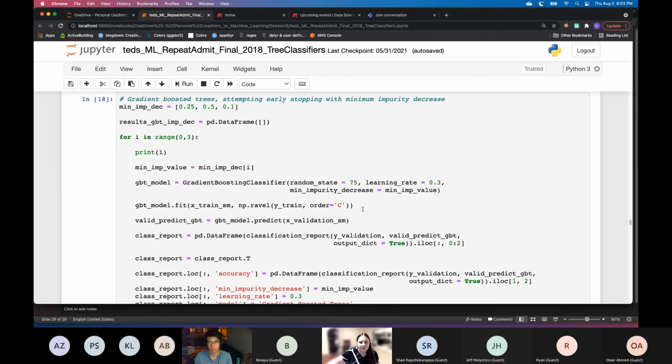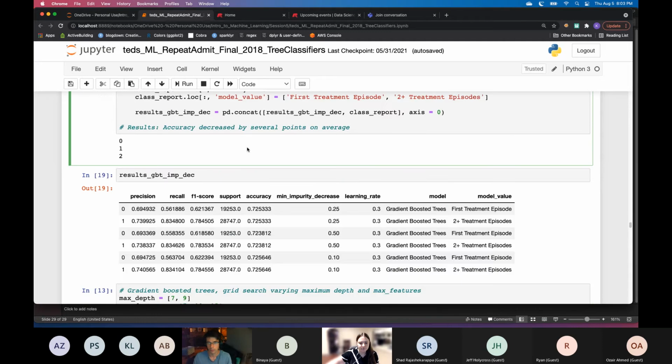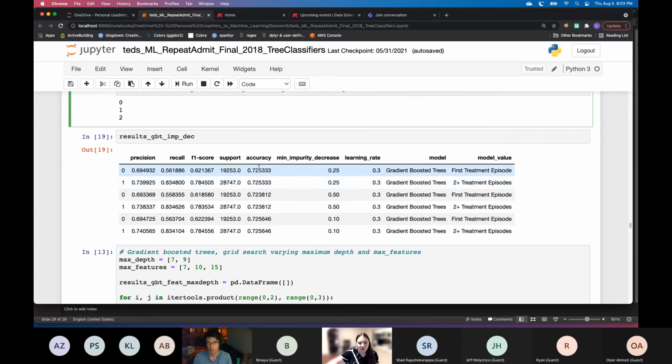This would be the minimum impurity decrease here. So we set 0.25, 0.5, 0.1. This one doesn't change it much. It's not really effectively tuning my model.